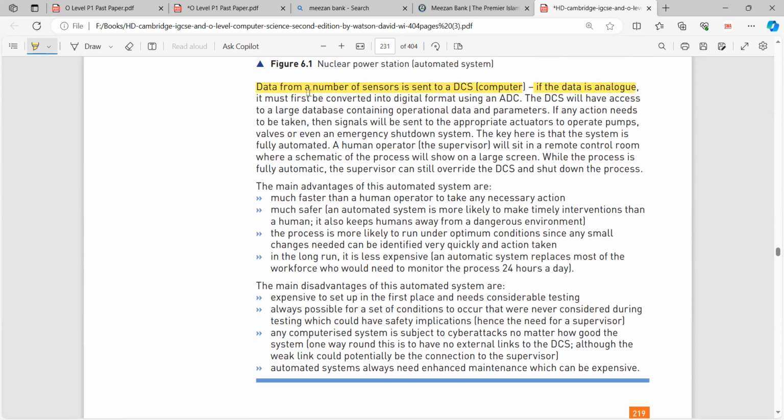अगर वो डेटा आपके पास एनालॉग में है तो इट इज़ गोइंग टू बी फर्स्ट कन्वर्टेड इनटू डिजिटल फॉर्म using ADC. The DCS will have access to a larger database containing the data and the parameter. अगर कोई भी एक्शन परफॉर्म करने की ज़रूरत है तो सिग्नल्स को देखते हुए हमारे एक्चुएटर्स उन पंप्स को, उन वेल्व्स को या किसी इमरजेंसी शटडाउन को कंट्रोल करेंगे. The key here is that the system is fully automated. You do not need a supervisor or human controller to monitor all of the process. One by one, through all of these applications, I'm also going to discuss the advantages and disadvantages of this.